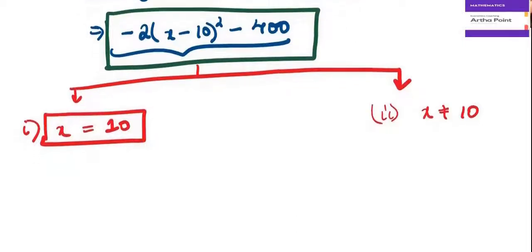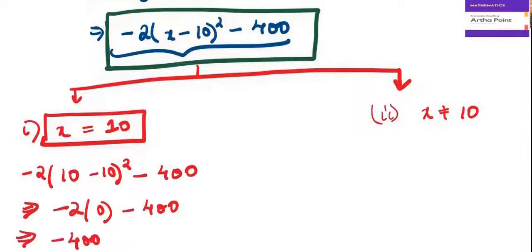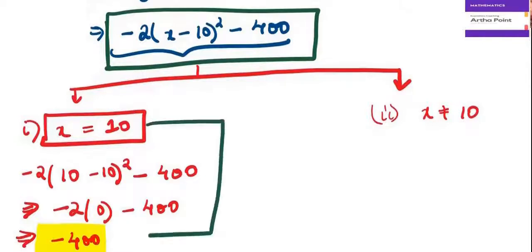If x is 10, just see this, I will put minus 2 times (10 minus 10) whole square minus 400. So I will get minus 2 times 0 minus 400. I will get the answer as minus 400. So if x is 10, then the answer that I am getting is minus 400. Right? If x is not equal to 10, maybe minus 1, maybe 0.5, maybe minus 0.5, whatever you want to put.